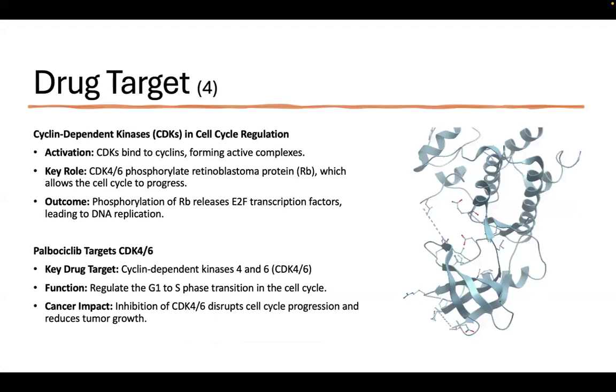CDK4/6, palbociclib's primary targets, regulates the transition from the G1 phase to the S phase in the cell cycle. Normally, CDK4 and 6 complexes phosphorylate the retinoblastoma protein, releasing the E2F transcription factor that drives DNA replication. Palbociclib disrupts this pathway, halting cancer cell proliferation and slowing tumor growth. And I have a picture of the target, what it looks like, the CDK.